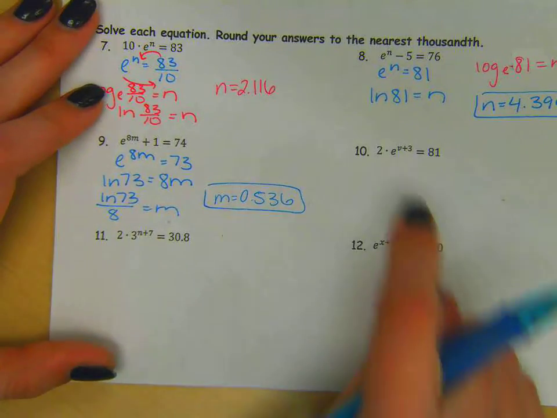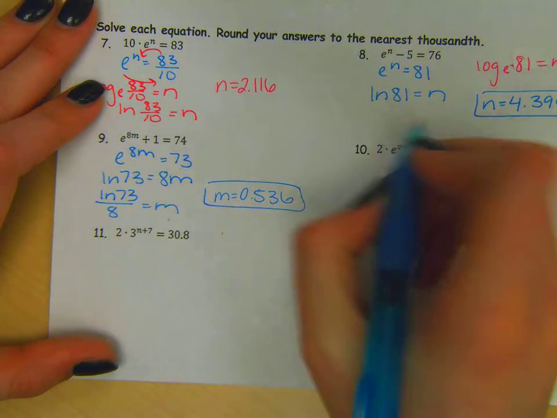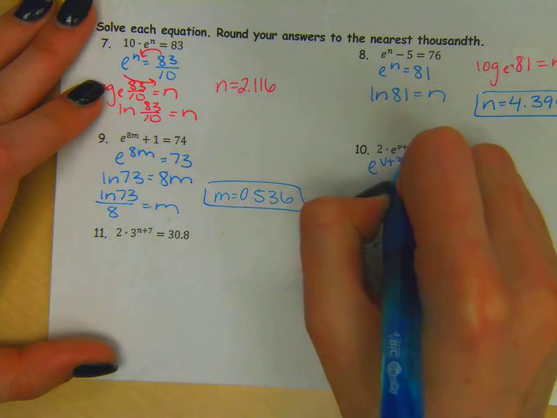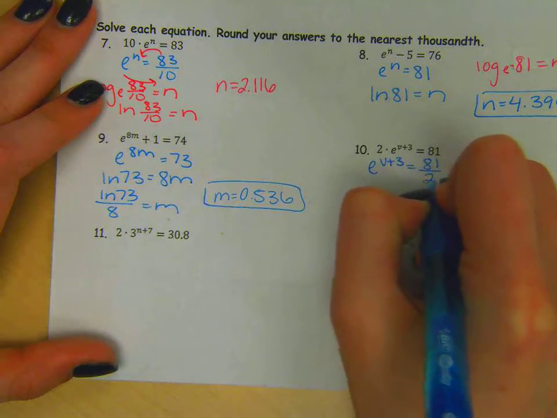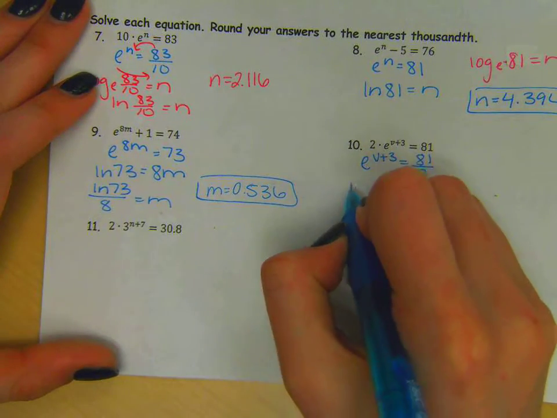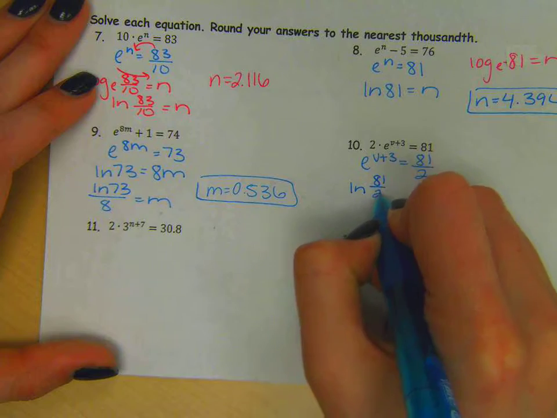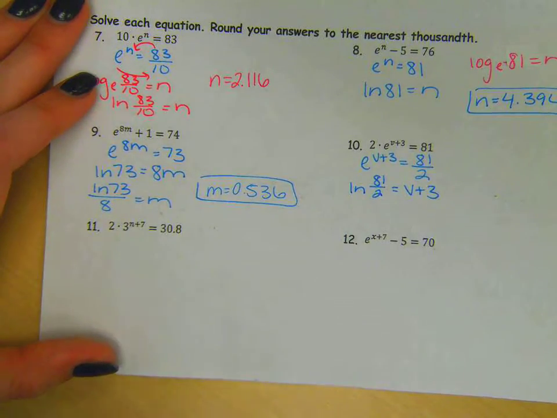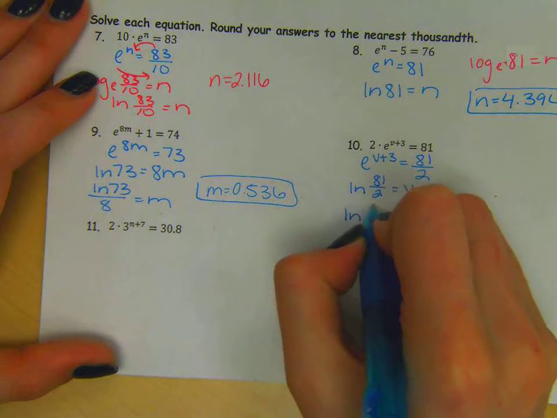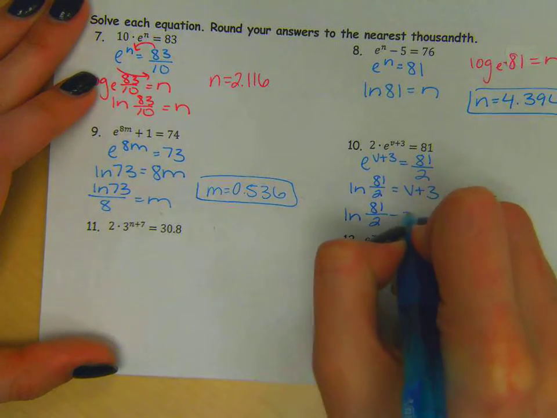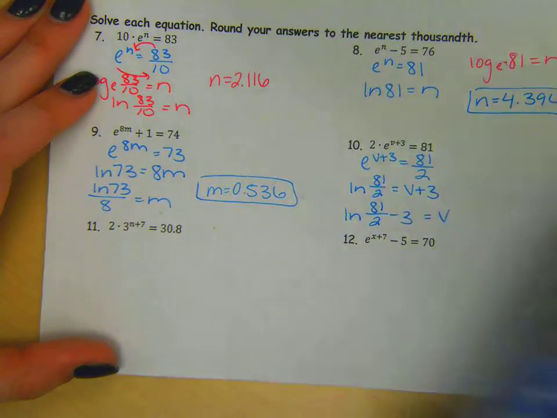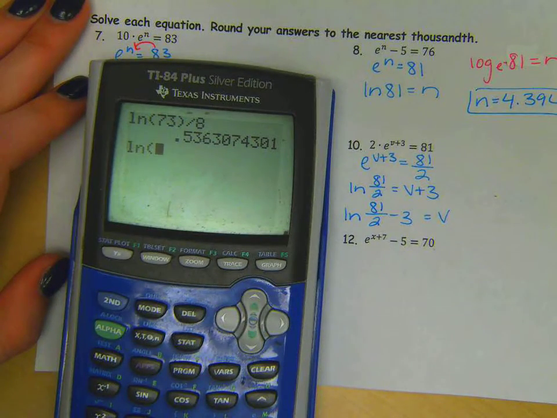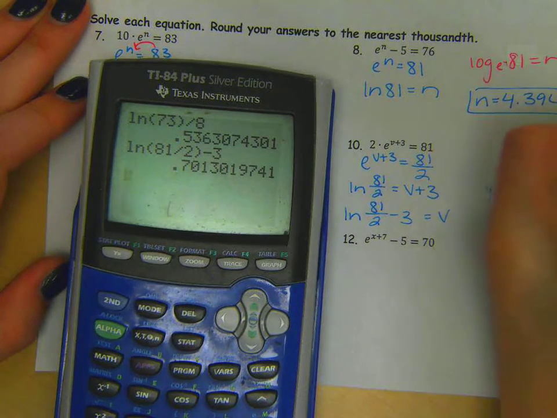Looking at number 10, I have to divide both sides by 2. e to the v plus 3 equals 81 over 2. So I'm going to have the natural log of 81 over 2 is going to equal v plus 3. Well, I still want v by itself. What I have to do now is subtract 3 from both sides. So the natural log of 81 over 2 minus 3 equals v. In our calculator, natural log of 81 divided by 2 minus 3, we get that v equals 0.701.